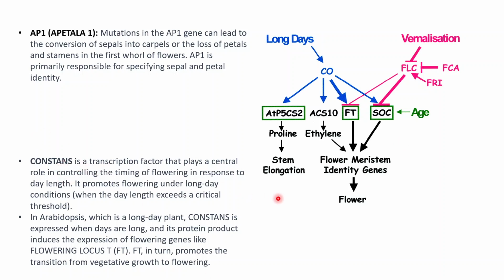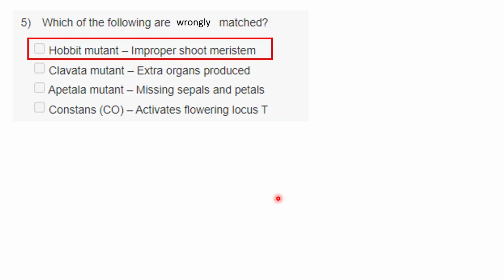Constance is a transcription factor. So constance activates flowering locus T, this is also correct. Apetala mutant missing sepals and petals is also correct, and clavata mutant extra organs produced is also correct. Extra primordia, you can say, leaf, shoots, the number of flowers. So the correct answer is hobbit mutant. Hobbit mutant will lead to improper root meristem because hobbit affects root meristem.